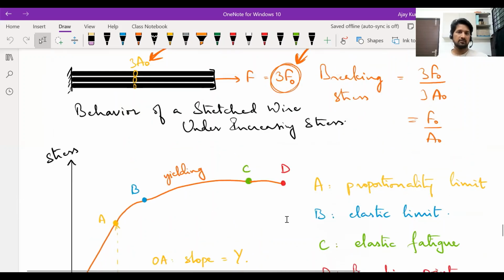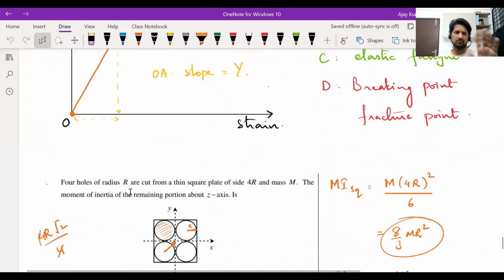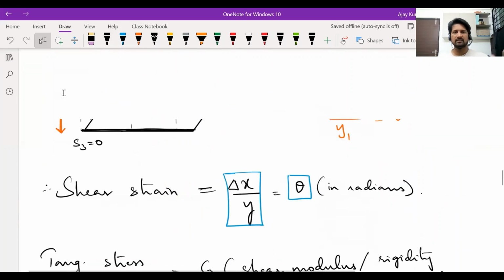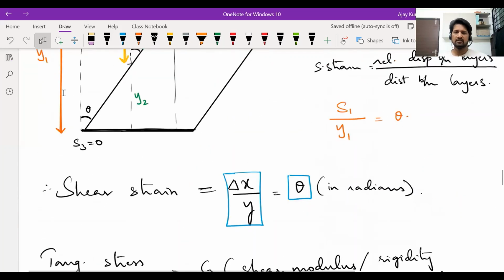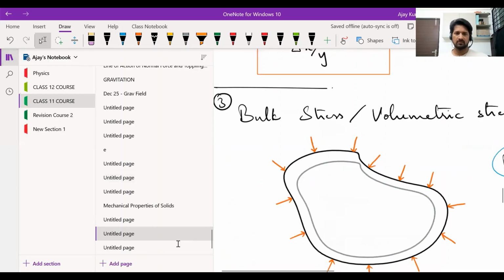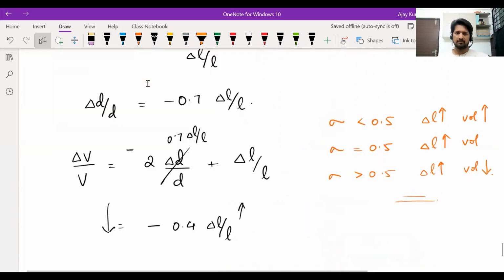Then we talked about stress strain curve, breaking stress. That is important. Last class, we solved some problems based on breaking stress, and then tangential stress, tangential strain related by shear modulus, bulk stress, bulk strain related by bulk modulus. We'll be using these terms again. In the next chapter itself, fluids, we'll talk about tangential stress, tangential strain, bulk modulus, all those things. We'll stop it here for today.